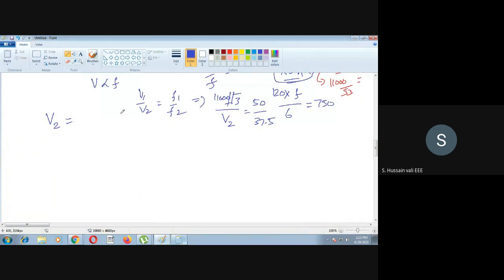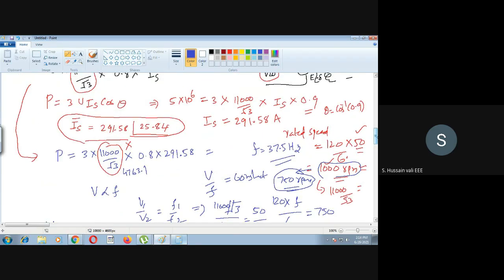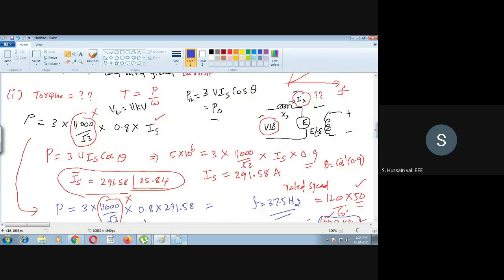4763.1. So this is the new voltage now, not the 11,000 by root 3. That is not correct. So here you will take the value 4763.1, and here also 4763.1. So this voltage you will take now.